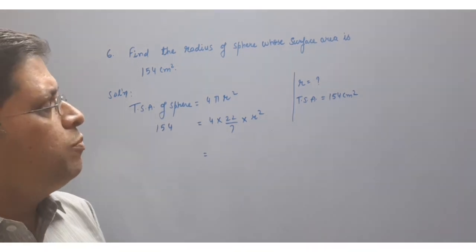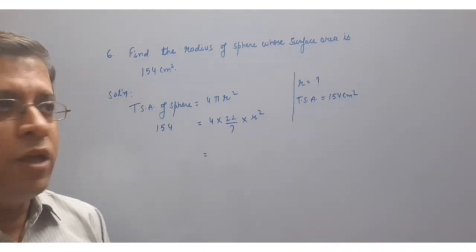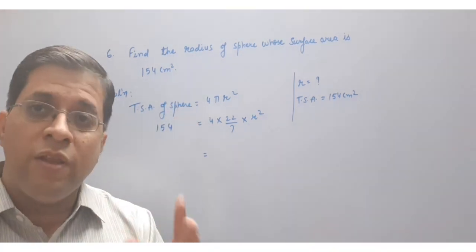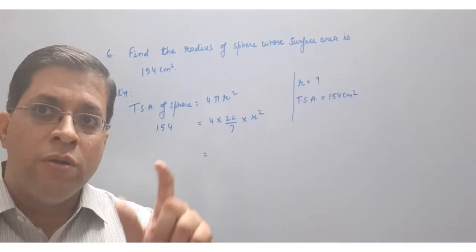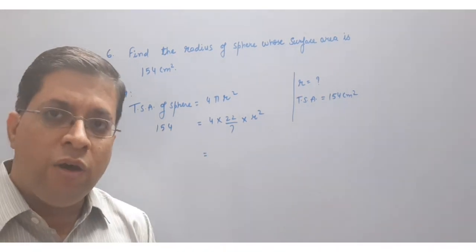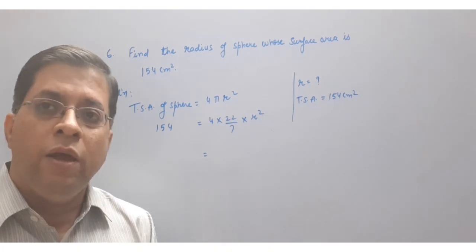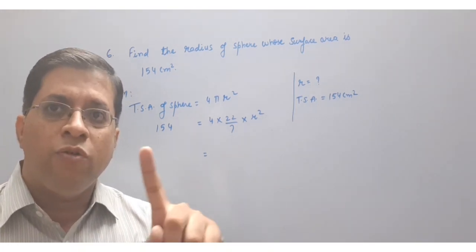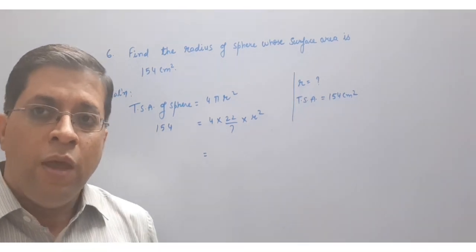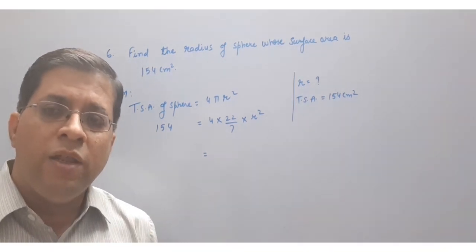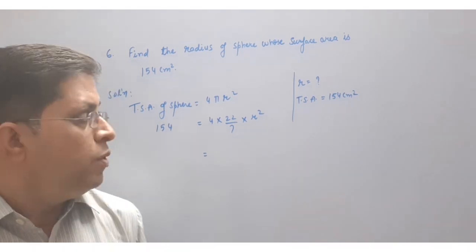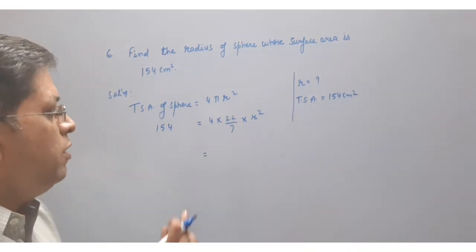Find the radius of a sphere whose surface area is given to you, 154 centimeter square. Now surface area is given to you of a sphere. Okay. TSA is given to you 154 centimeter square, and you have to find its radius. Radius is question mark. And what is TSA of sphere? TSA of sphere is 4 pi r square.